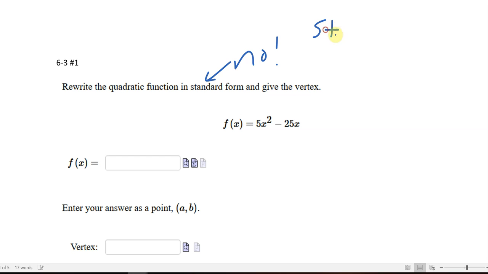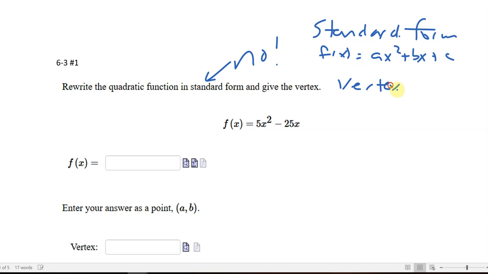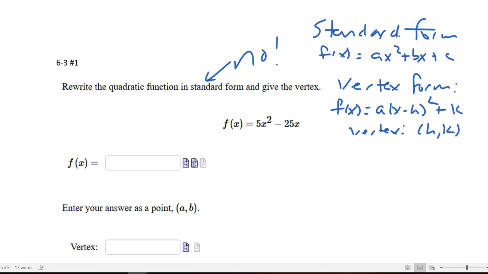Standard form is when it looks like ax squared plus bx plus c, and it's already in standard form. What it's actually asking for is vertex form, and the only reason I know this is because I looked at the answers in Mobius. And vertex form looks like this, where the vertex is at the point (h, k).